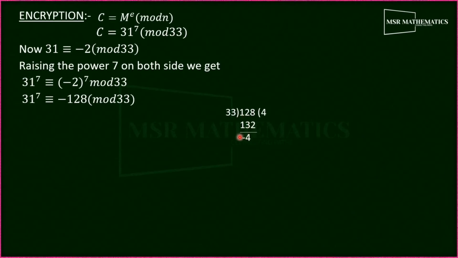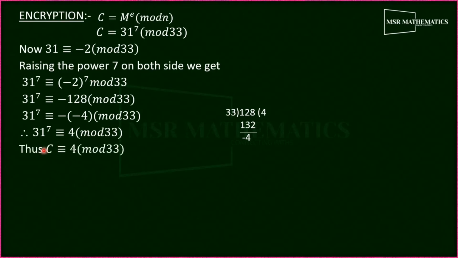Also we get a negative remainder. If we substitute this negative remainder here, negative into negative becomes a positive value. So to achieve that, we take the quotient value as 4. Here 33 into 4 is 132. If we subtract 132 from 128, we get a remainder of minus 4. So we get a remainder of minus 4 when we divide 128 by 33. That becomes 31 power 7 is congruent to minus of minus 4 under modulo 33. Here minus into minus gives a plus value. Therefore 31 power 7 is congruent to 4 under modulo 33.